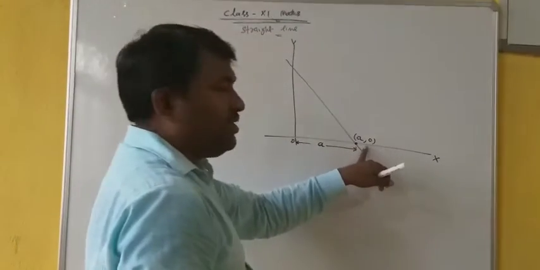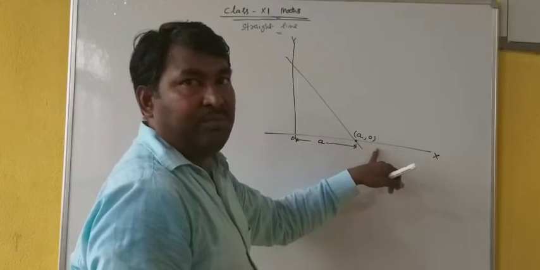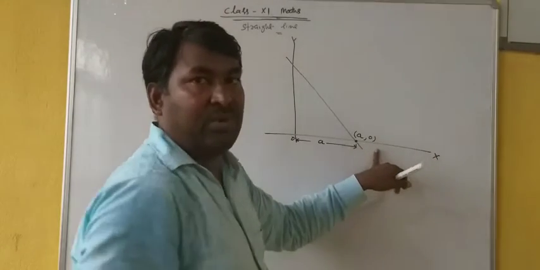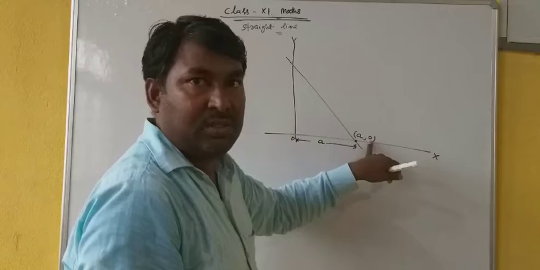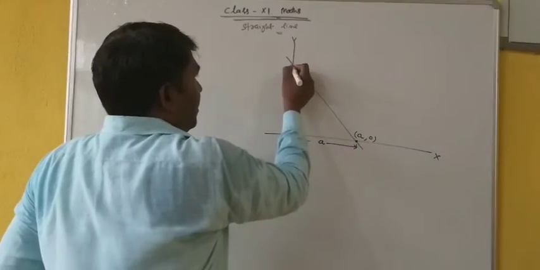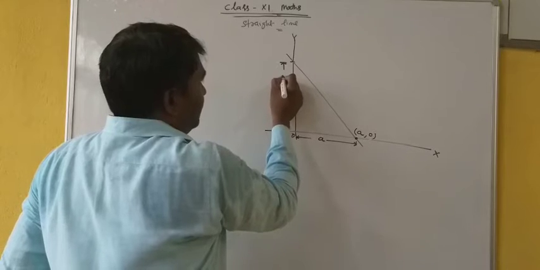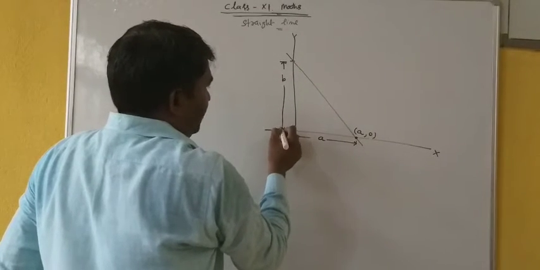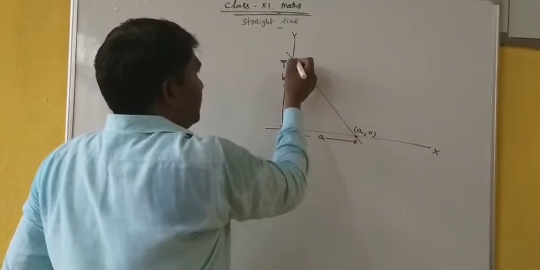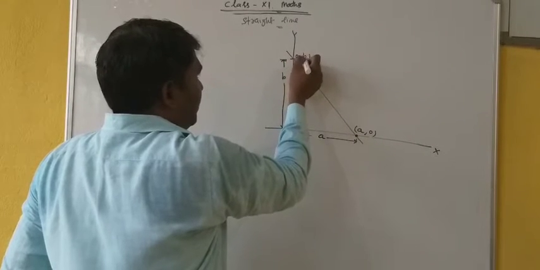Okay, so in the coordinates of any point lying on the x-axis, the y coordinate will be 0. That's why the y coordinate is 0 here. And similarly, if b is the y-intercept, its coordinate is (0, b).